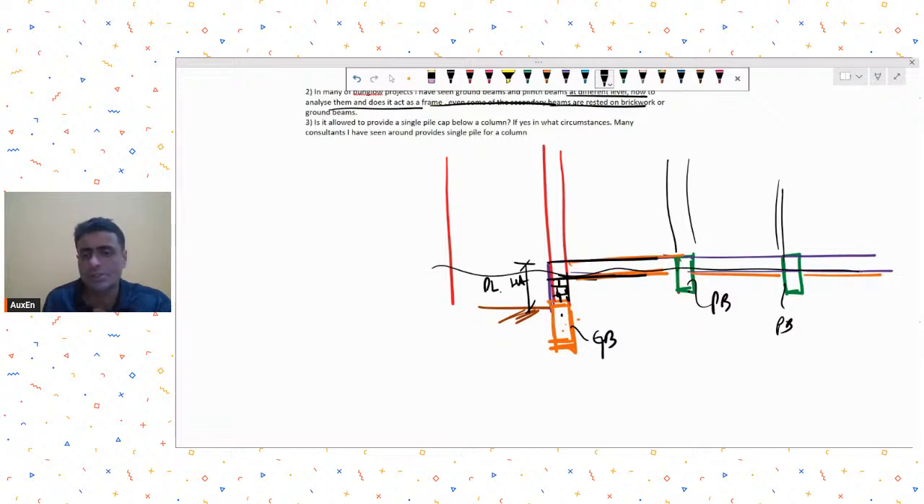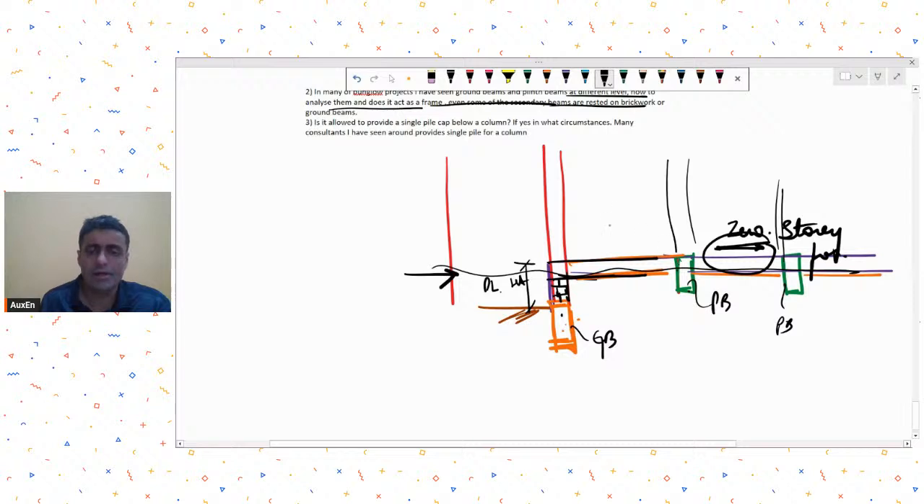Because this is on the ground or the plinth, any lateral force acting at this level we'll assume as zero, isn't it? The story shear, or story force, at this level will be zero anyway. So I don't need any lateral system, or any frame system to be created over here to take lateral loads.